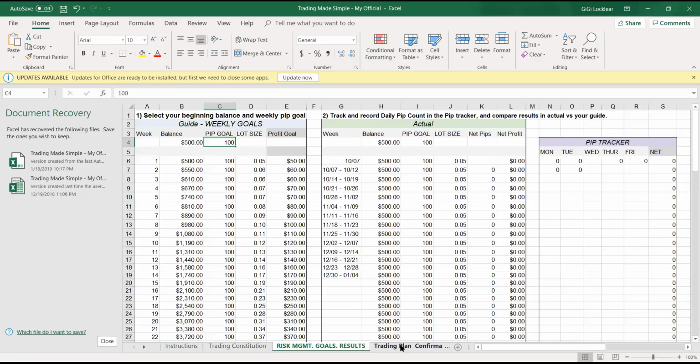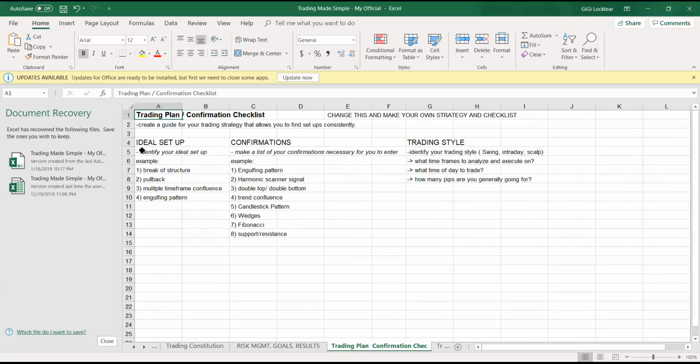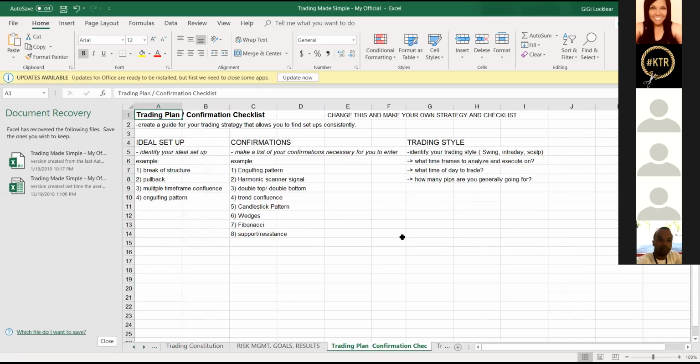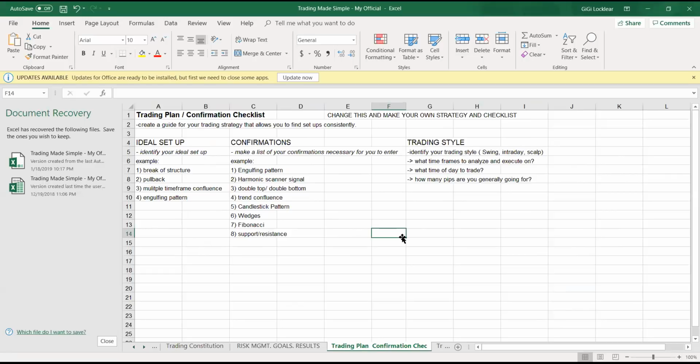And then trading plan confirmation. You can put in your ideal setup. You can put like we had: break the trend line, cross the MACD, look for divergence, engulfing, blah, blah, blah. All right. Ooh, I need that.